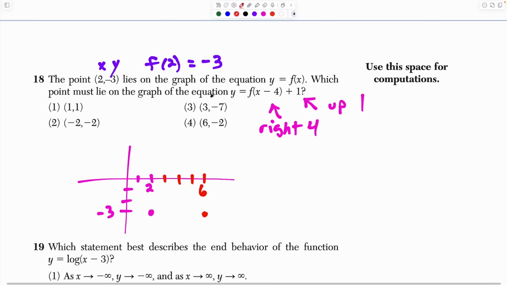And then I go up 1 unit. If right now my y value is at negative 3 and I go up 1, that's going to put me at a y value of negative 2. So this would send us to the point (6, -2). And I can see right away choice 4 is it.